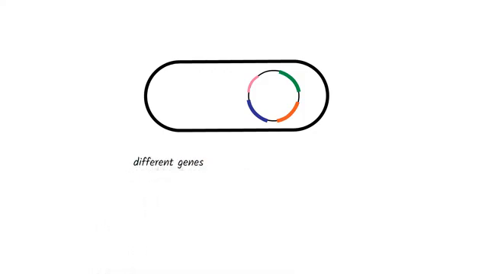Plasmids contain different genes that specify different functions. Based on their function, there are different types of plasmids.